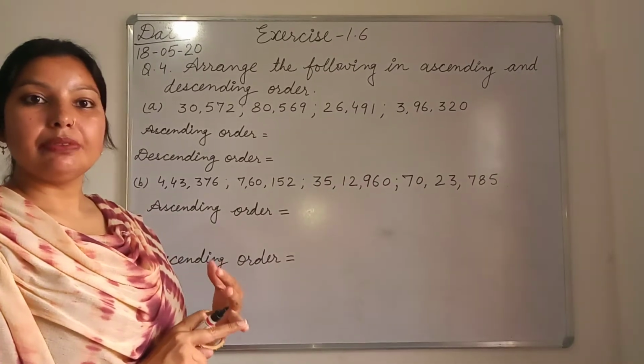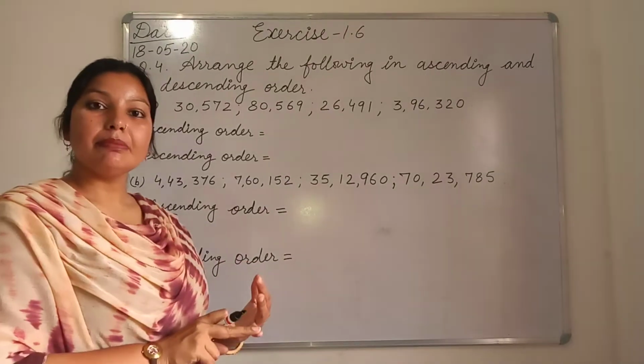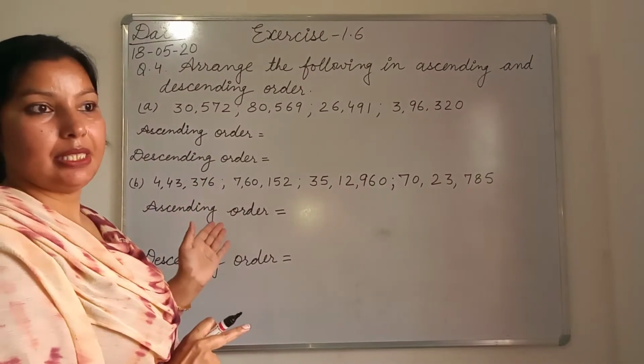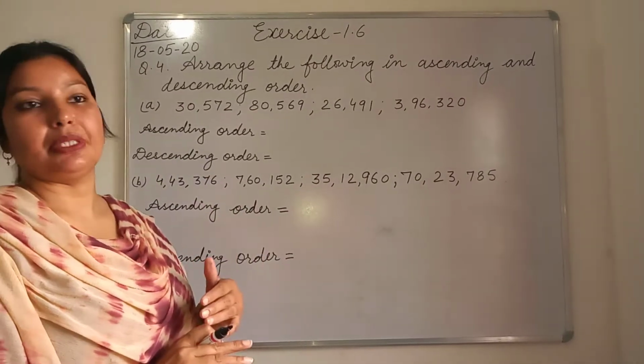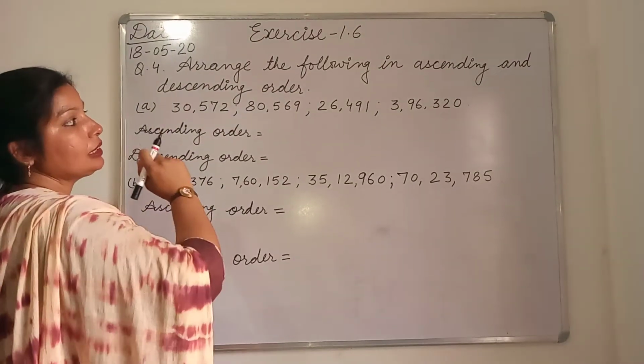Firstly we will check the digits. If digits are the same, then we compare the first digit from the left-hand side, then second, then third, then fourth, like this we have to compare. So first of all we will check the digits.